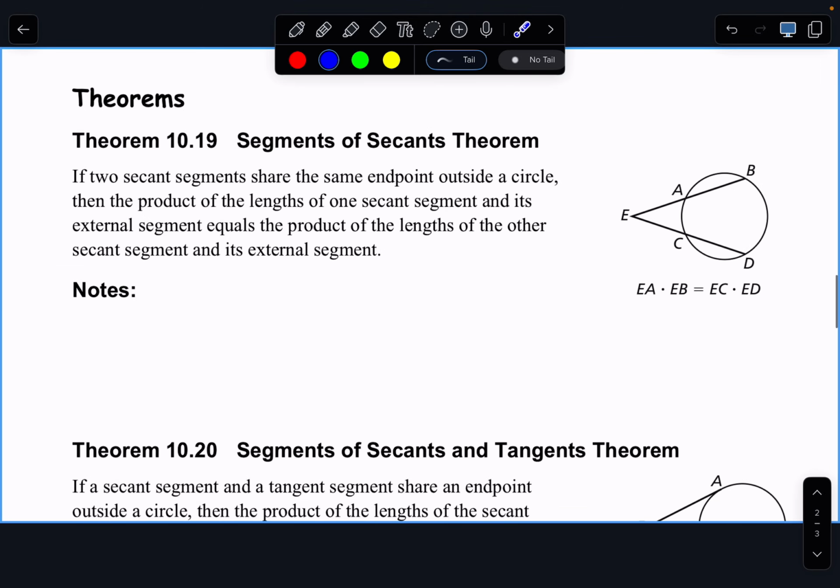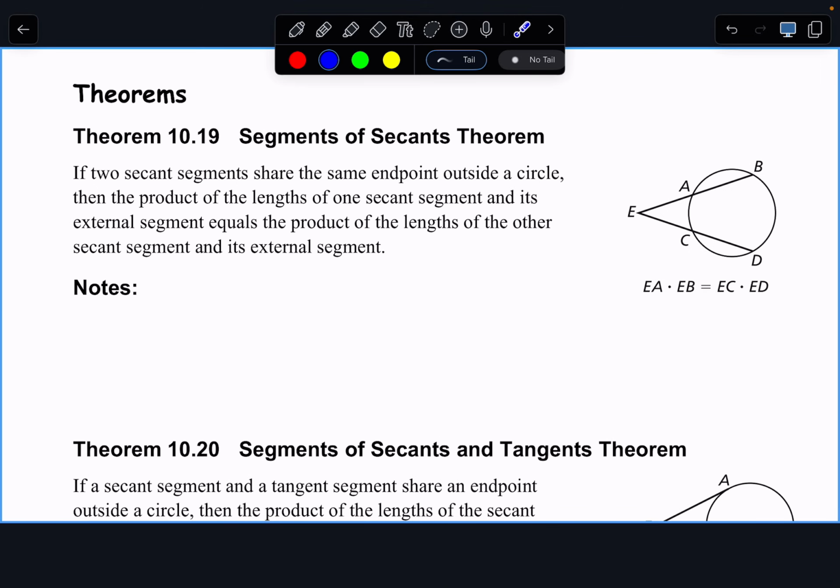All right, so let's talk about if we have two secant segments. EA times EB equals EC times ED. So it's the external segment times the whole segment equal to the external segment times the whole segment. Do you see what I mean?